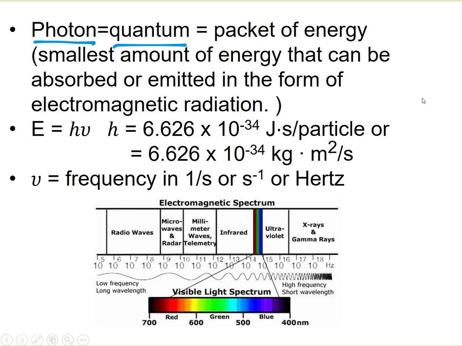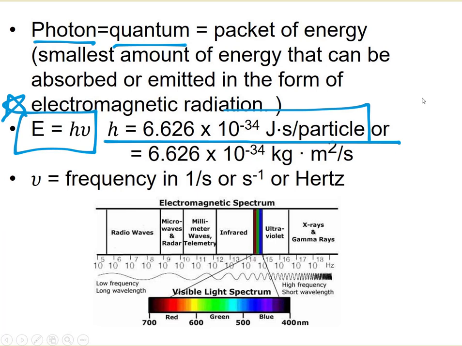So let's look at our energy equation. This is also in your data sheet. Energy equals h, this is Planck's constant, times the little v, which is our frequency. So Planck's constant is this really, really tiny number right here. And again, that's on your data sheet. This second value of Planck's constant, we will talk about later on in the year. And then recall that frequency, its units is 1 over s.